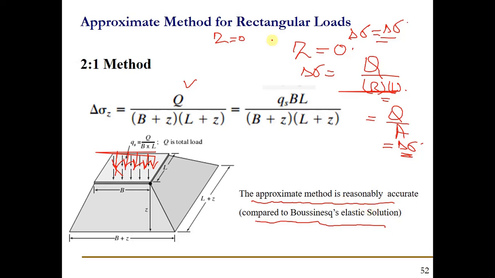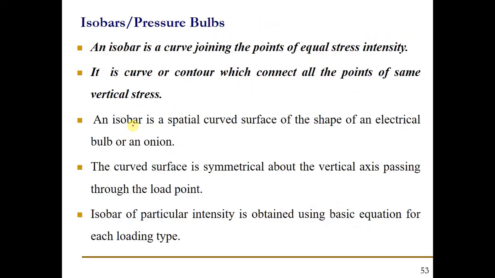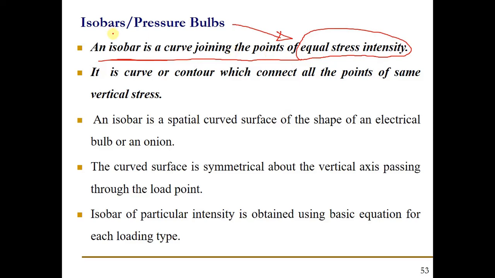Note down this equation to find the stress increase due to the slope 2:1 method. Now, what are isobars? They are pressure bulbs. An isobar is a curve joining points of equal stress intensity. It is a curve or contour which connects all the points of the same vertical stress.